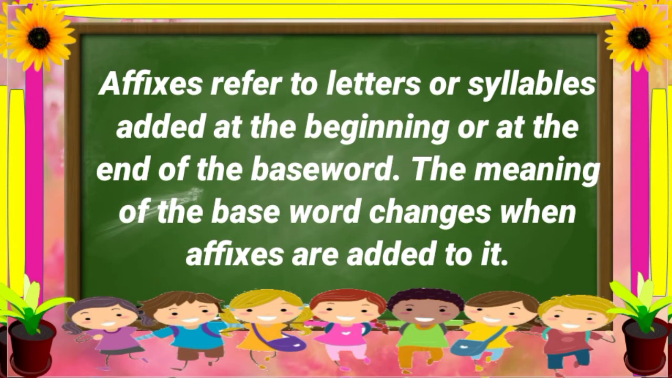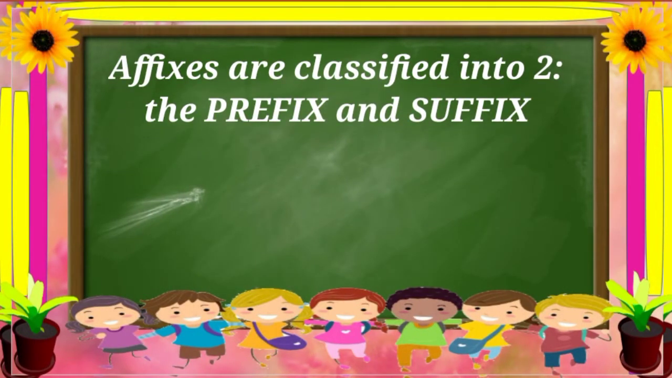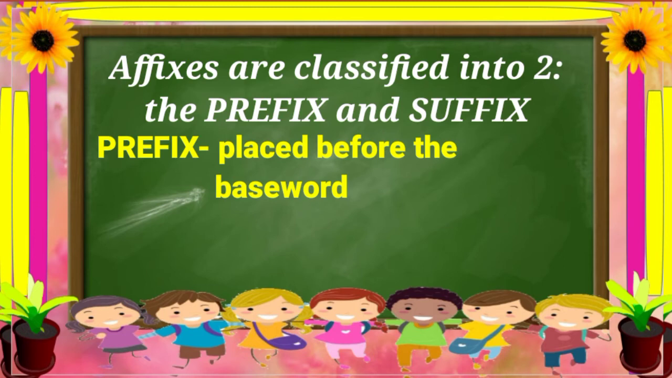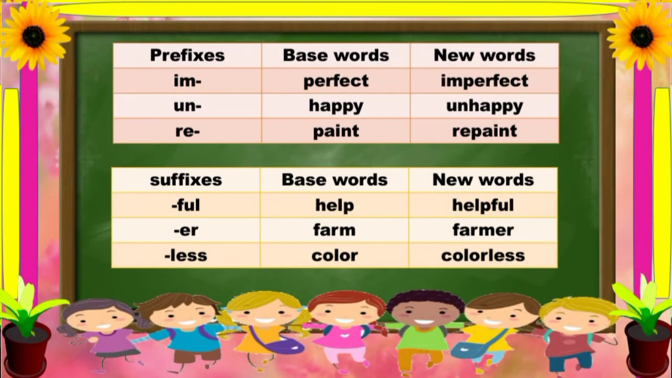Affixes refer to letters or syllables added at the beginning or at the end of the base word. The meaning of the base word changes when affixes are added to it. Affixes are classified into two, the prefix and the suffix. Remember, prefixes are placed before the base word, while suffixes are placed after the word. Read and study the example of prefixes and suffixes of each base word.